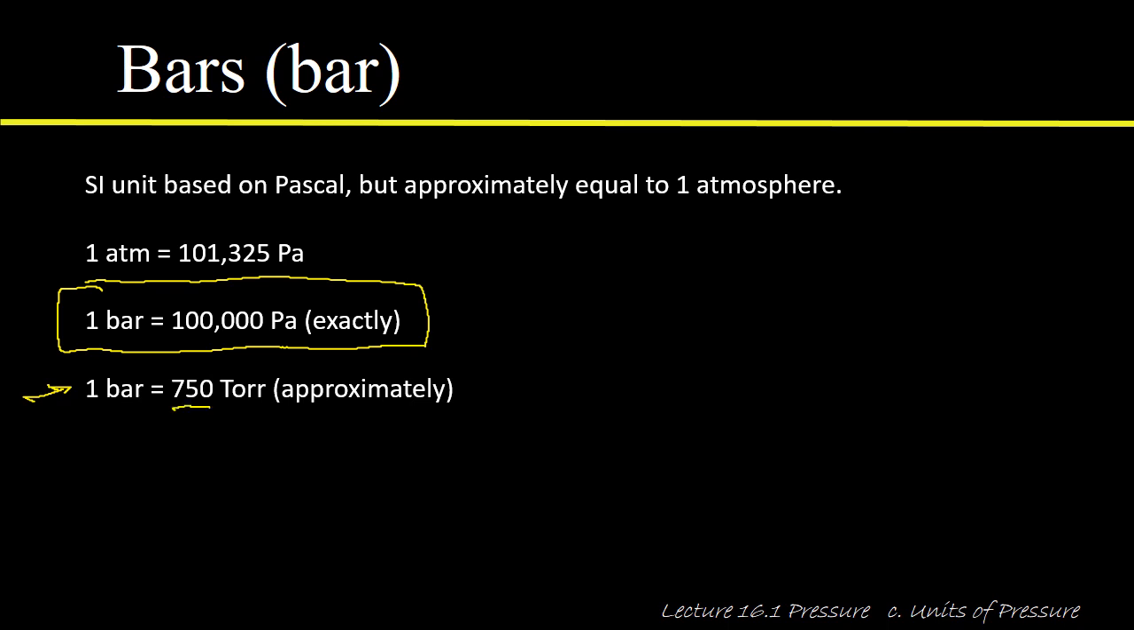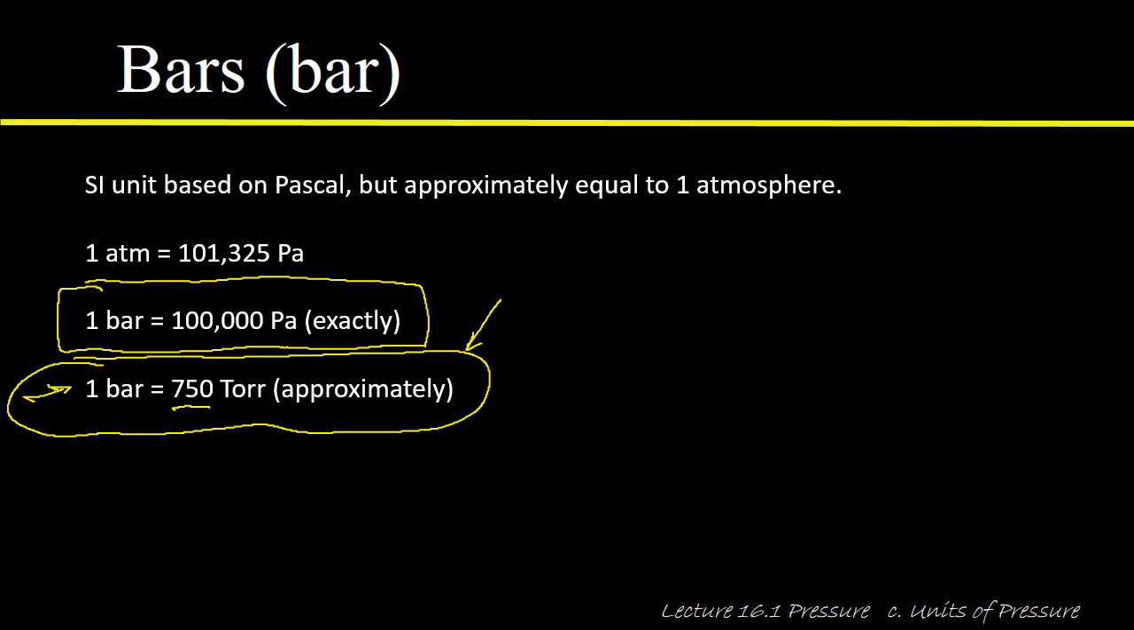So if you need to convert between bars and torr or bars and atmospheres, you can use this relationship. I think we'll rarely have any data that's precise to more than three significant figures anyway, so this is a good conversion relationship to use.